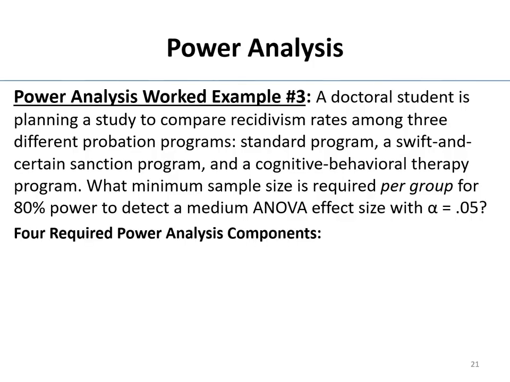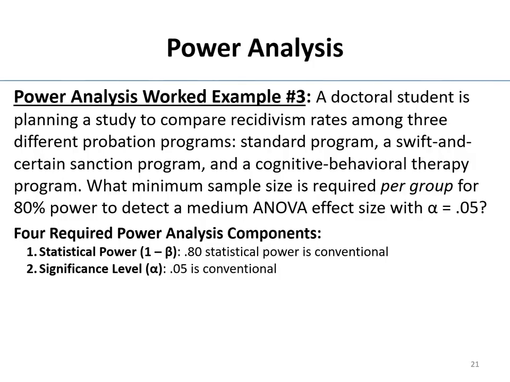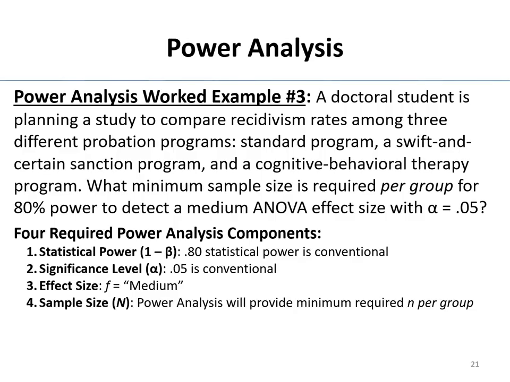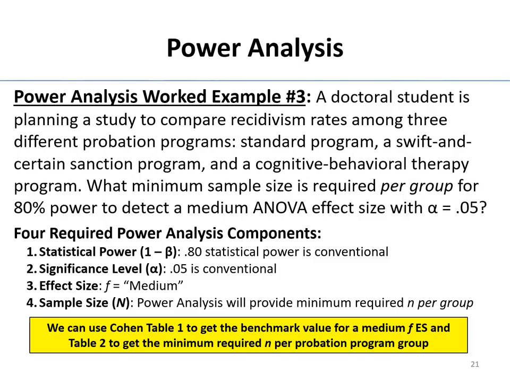So our components, again: power of 0.8, significance level of 0.05. We know that our effect size is, quote unquote, medium. So because we have at least a category for that effect size, we can look up an effect size benchmark value. The sample size, what do we need? Well, that's the big question that we want to do the power analysis for. So first, we can use Cohen's Table 1 to get the benchmark value for a medium ANOVA effect size. And then we can use Table 2 to get the minimum required sample size per probation group to have 80% power to do this study.